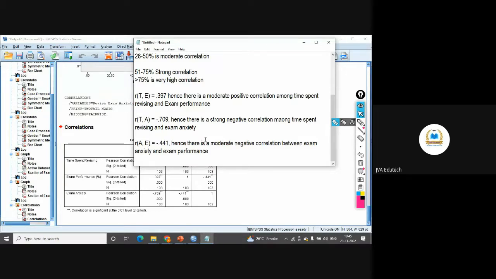Is the interpretation clear? Yes, sir. Any questions on this? So in one go, you can write the interpretation that as a student revises more, their anxiety decreases, and if anxiety decreases, their performance increases. So one unit of revision is leading to a 70.9% decrease in the anxiety, which in turn is leading to a 44.1% increase in the exam performance.